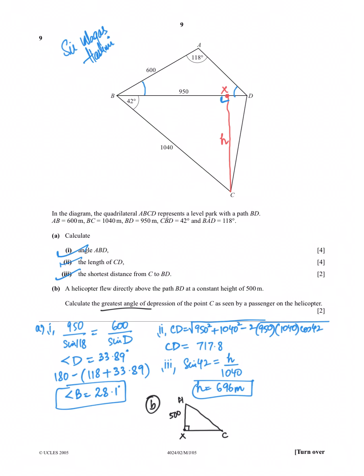The distance from C to X, that is your H, we had found it's 696, and we need to find this angle theta here, right? So now we can apply tan here. So tan theta equals to 500 divided by 696. So now your answer is, after taking tan inverse, 35.75 degree. That is your answer.